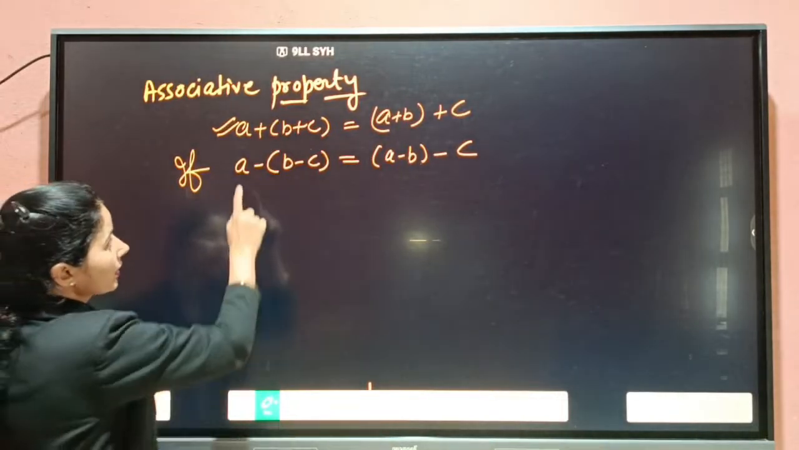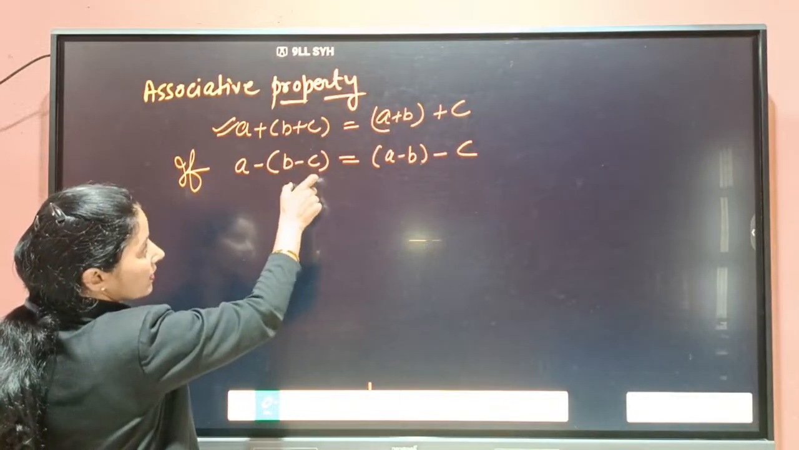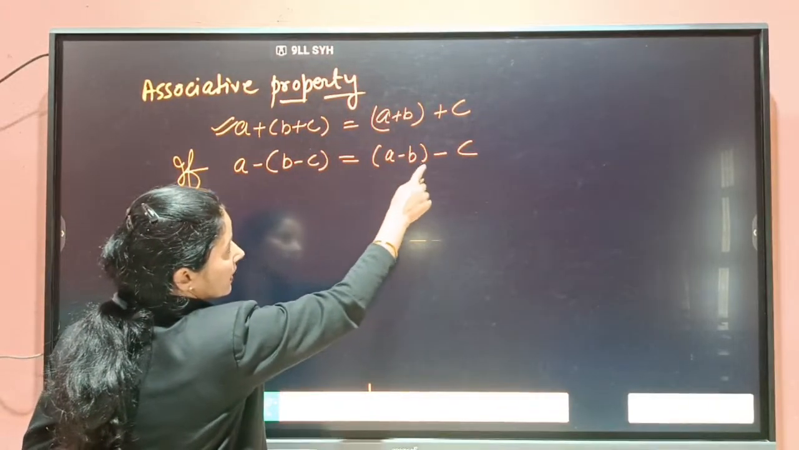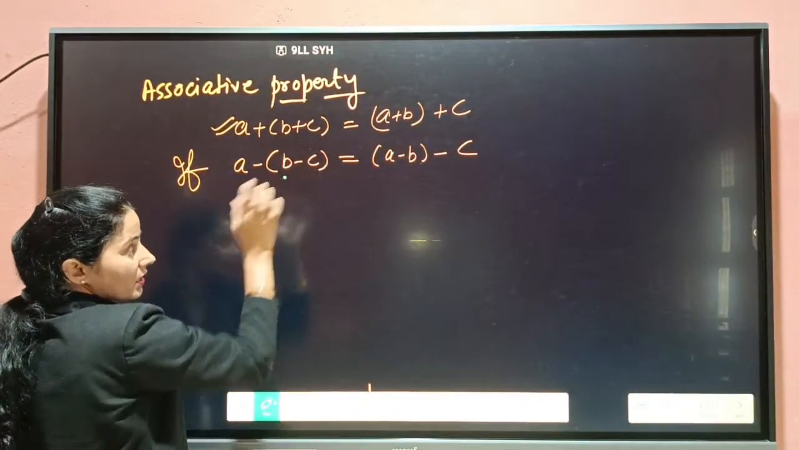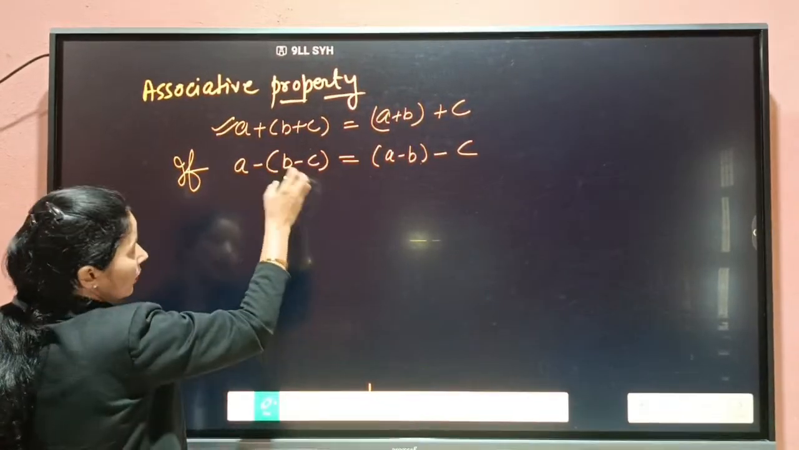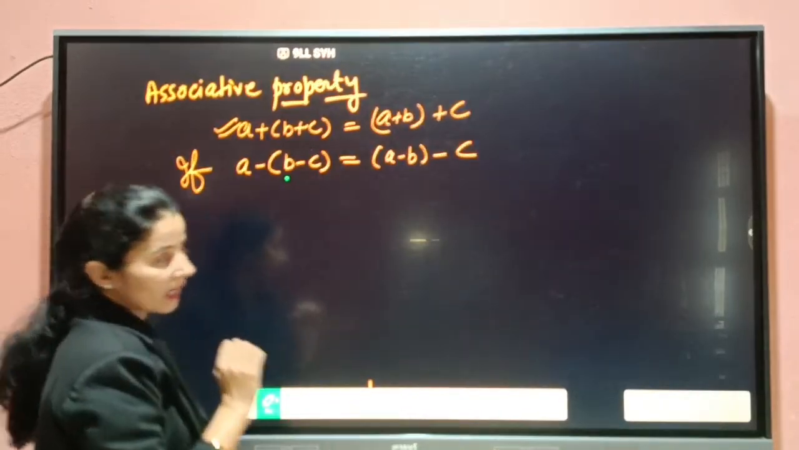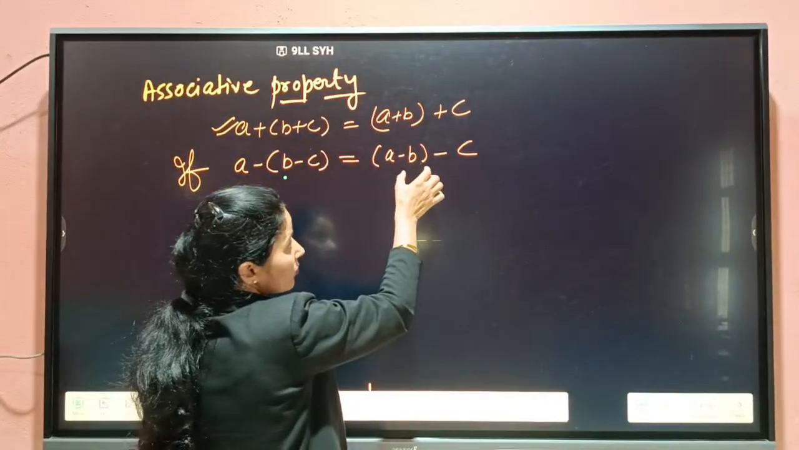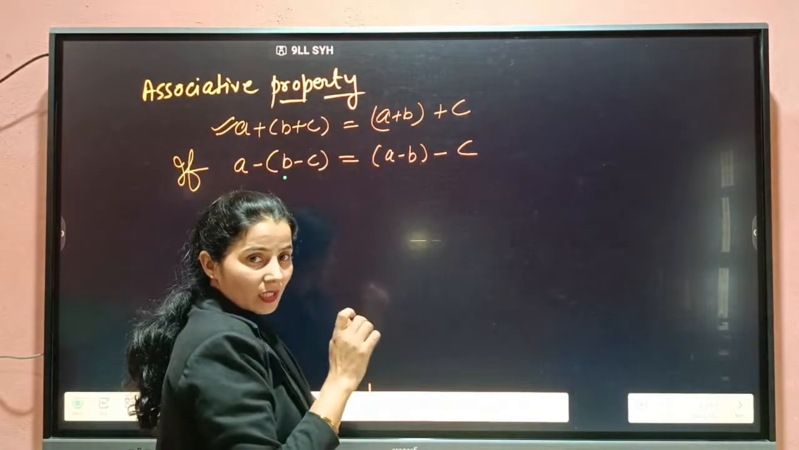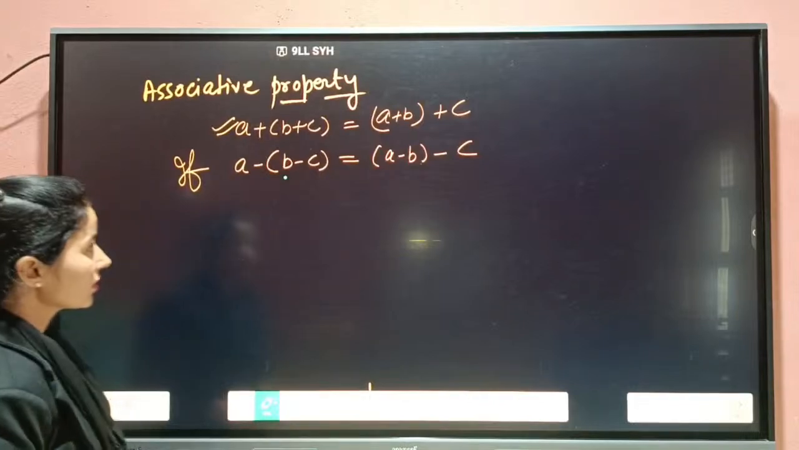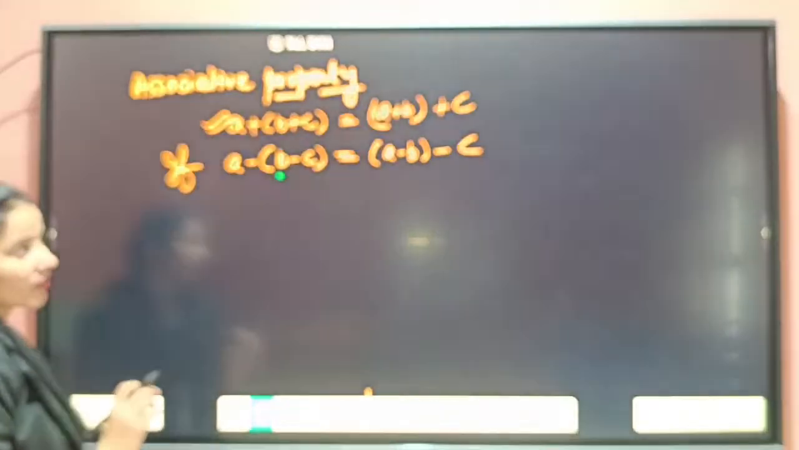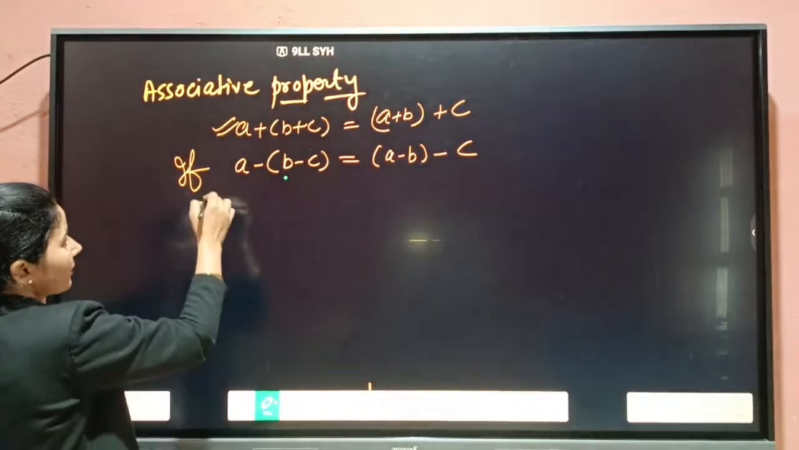How will you read it? A minus (B minus C), then (A minus B) and then minus C. First you will calculate the answer of B minus C and then subtract it from A. And the other condition: find the answer of A minus B and then from this subtract C. Let us do this by taking particular values of A, B and C.